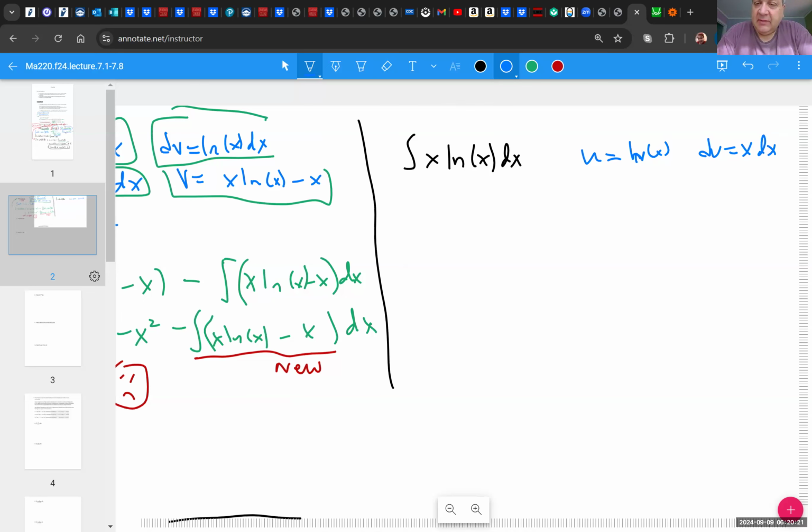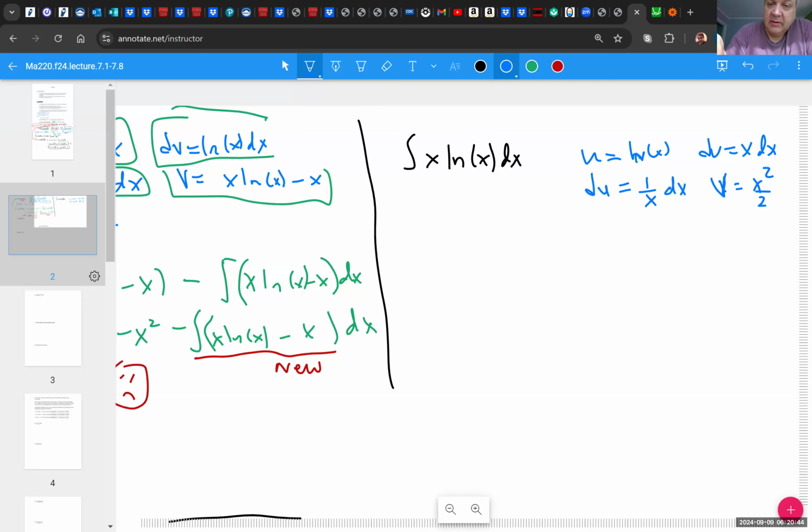Okay, so then we have to take the derivative, which is du/dx. I'll just write the dx on the other side. The derivative of ln x is 1 over x dx. And here I have to antidifferentiate. The antiderivative of dv is v, and the antiderivative of x is x squared over 2 plus c. So that would be my v function.